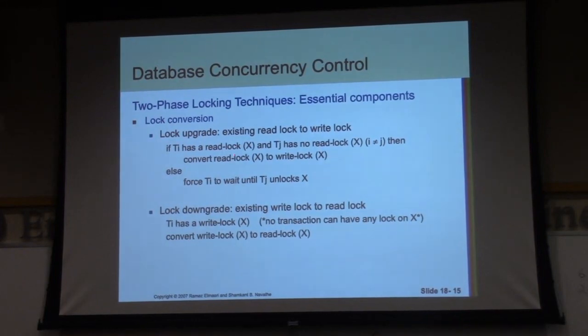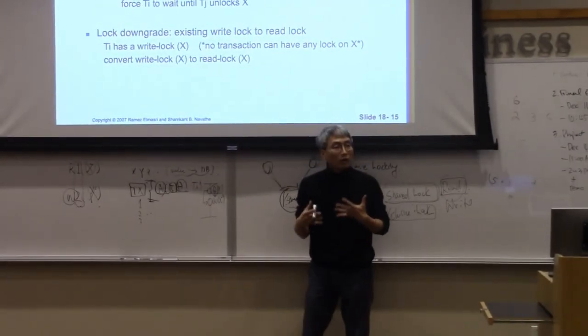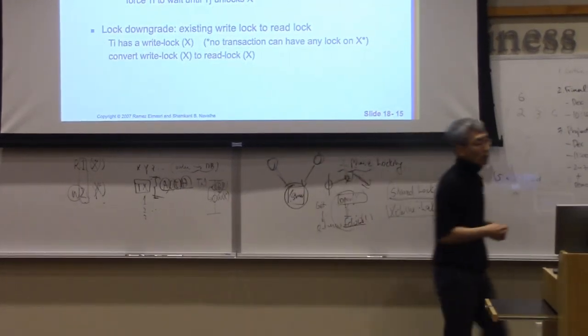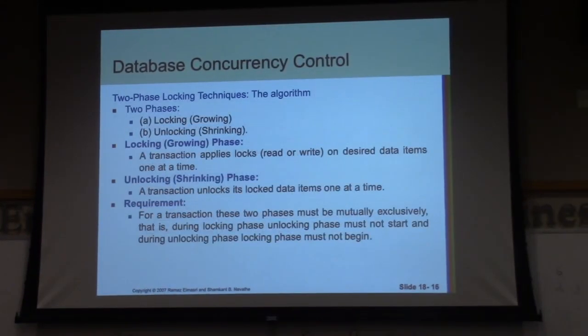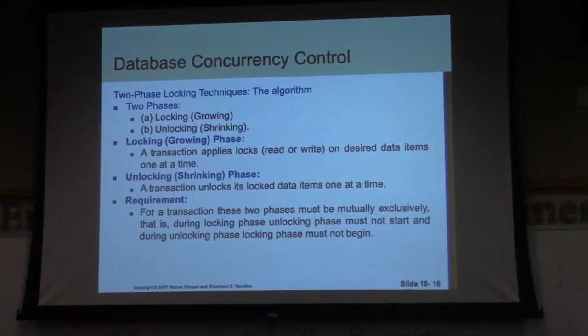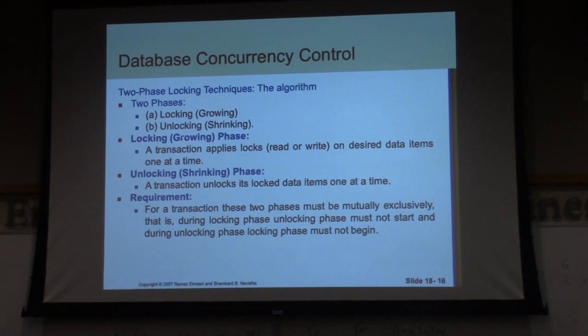So upgrade is from read lock to write lock, and downgrade is write lock to read lock. Because if you unlock and get a new lock, it is more complicated and uses more resources. So to simplify, we can upgrade and downgrade the lock. So we have lock, unlock, upgrade, and downgrade. Using such operations, we can implement two-phase locking. The first phase is the locking phase, and the second phase is the unlocking phase.